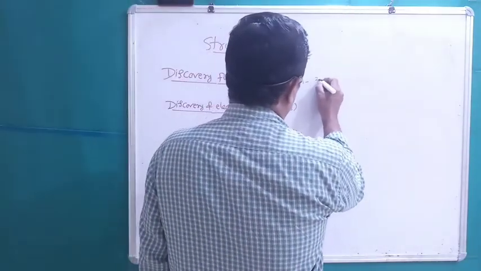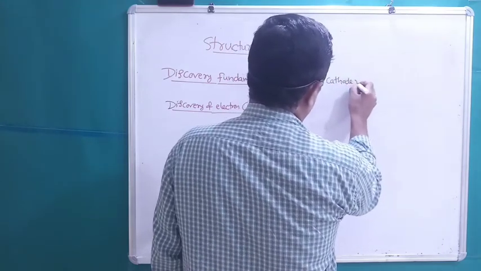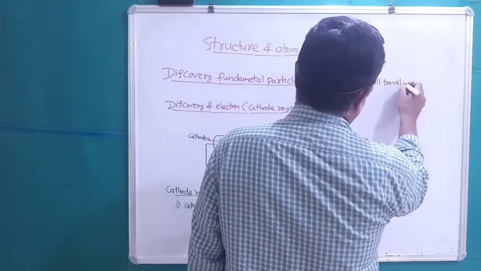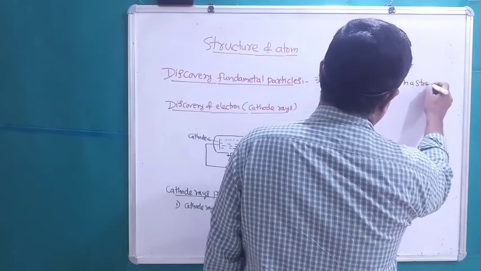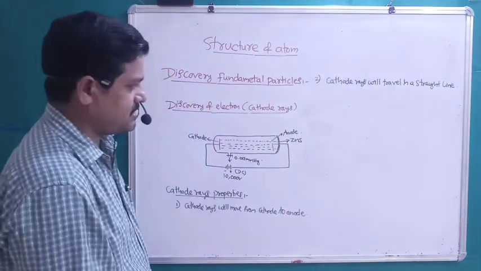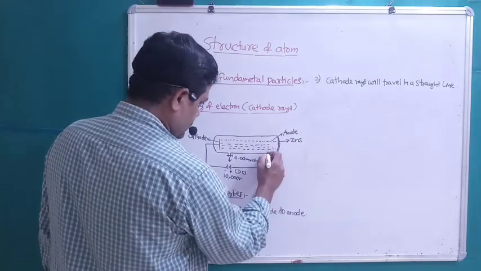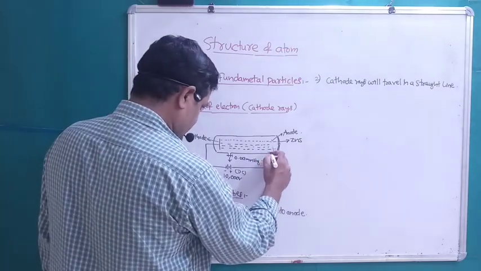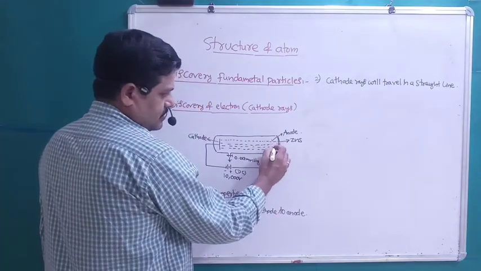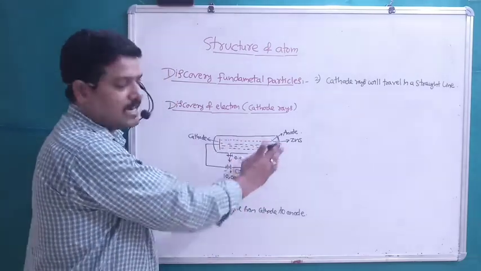Second property is, cathode rays will travel in a straight line. For example, instead of placing the anode here, if you place the anode here, again the cathode rays are striking this zinc sulfide screen. So that gives a clear information that cathode rays are traveling in a straight line, right?